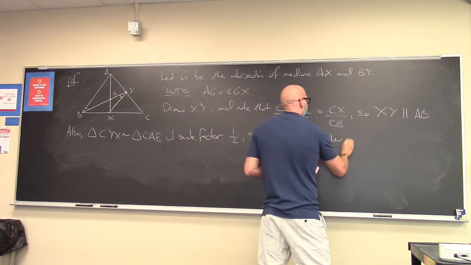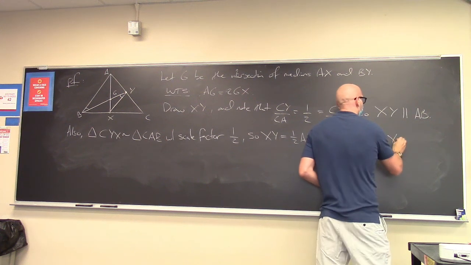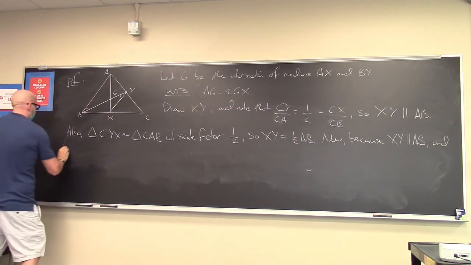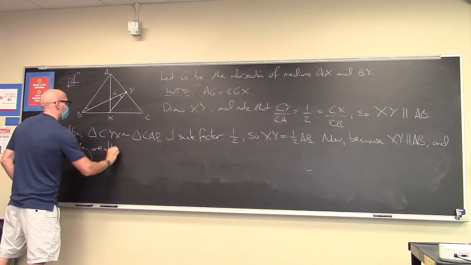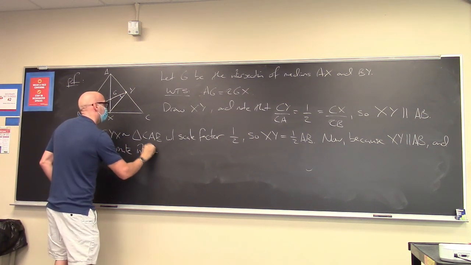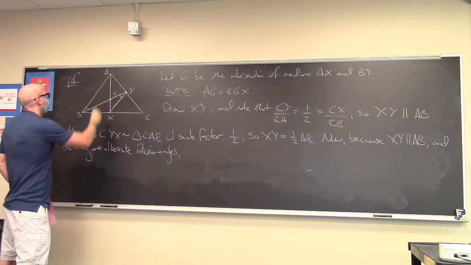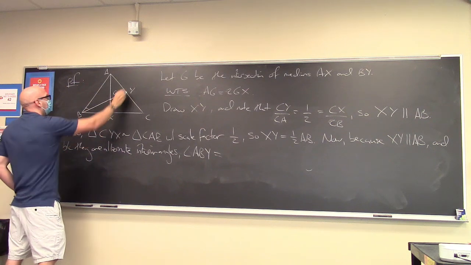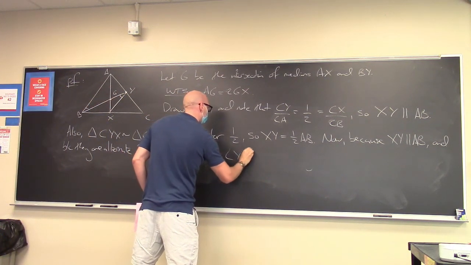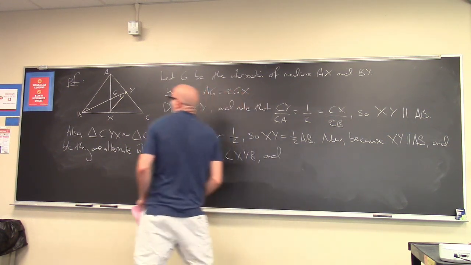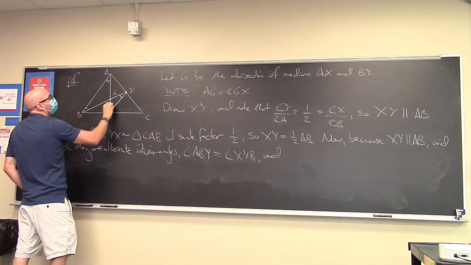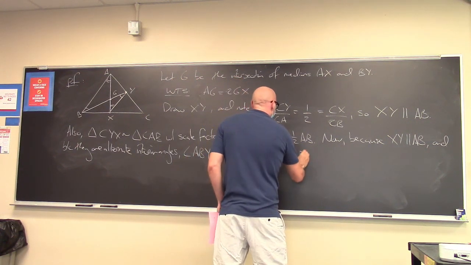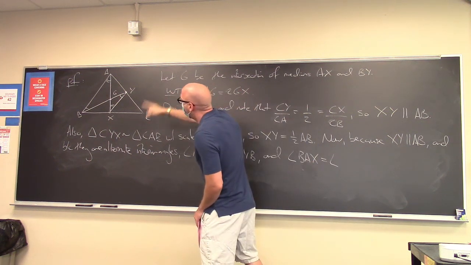So now, because XY is parallel to AB, and because they are alternate interior angles, we have that angle ABY is equal to angle XYB, and these other two alternate interior angles are equal. So angle BAX is equal to angle YXA.